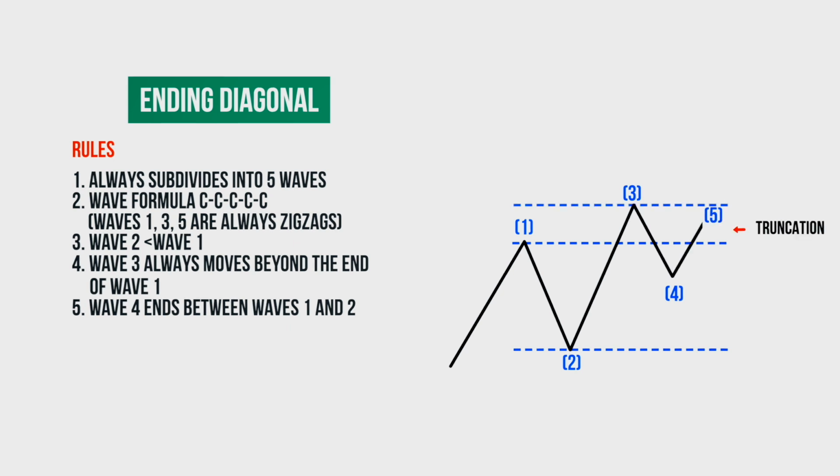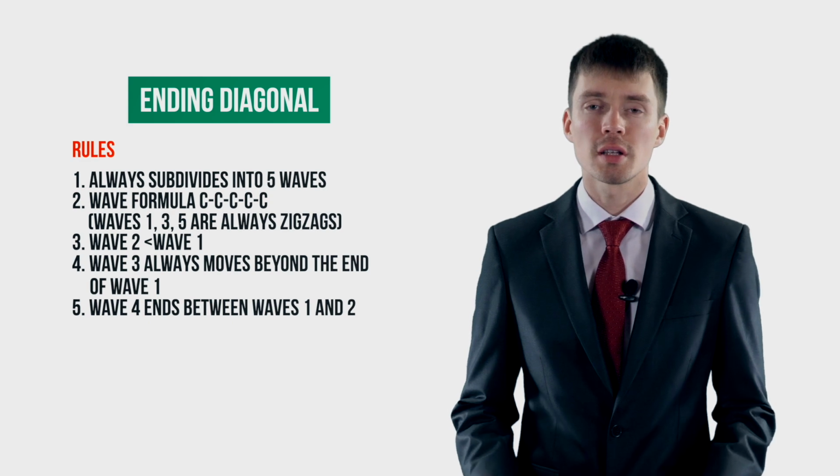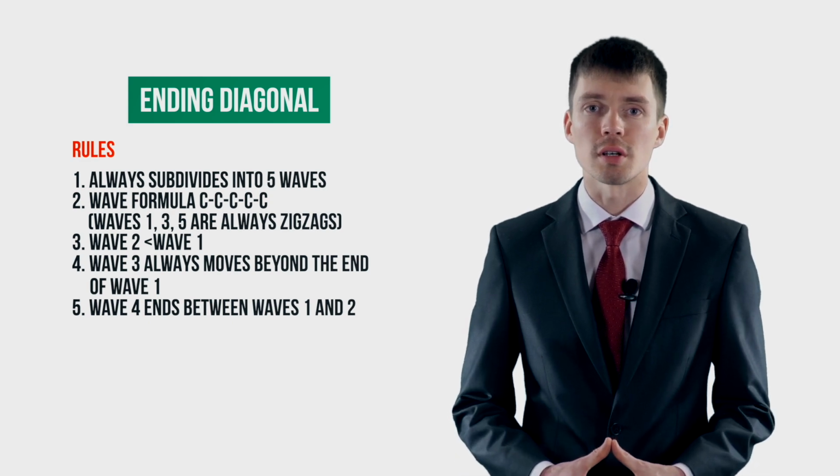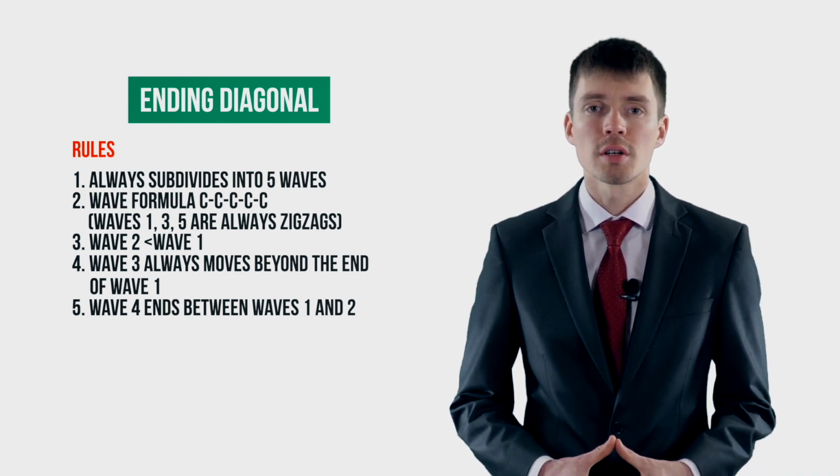As for the fifth wave in the ending diagonal, it can be both truncated, that is, not reach the end of wave 3 as shown here, and not truncated, that is, pierce the end of wave 3. This distinguishes the ending diagonal from the leading diagonal. We remember that in the leading diagonal, the fifth wave will always pierce the end of wave 3 and is never truncated. In short, the strict rule about the fifth wave is only for the leading diagonal, where the fifth wave is never truncated, and in the ending diagonal and in the impulse, it can be either truncated or non-truncated.